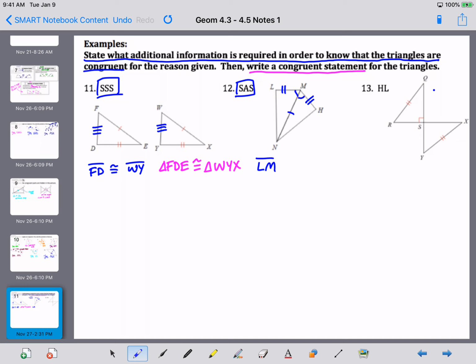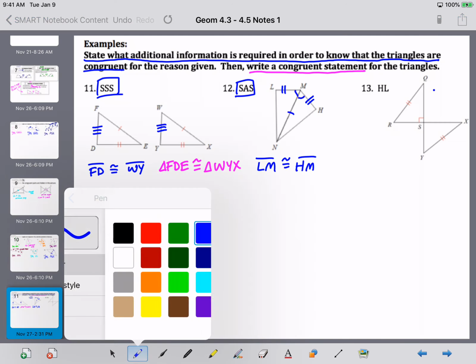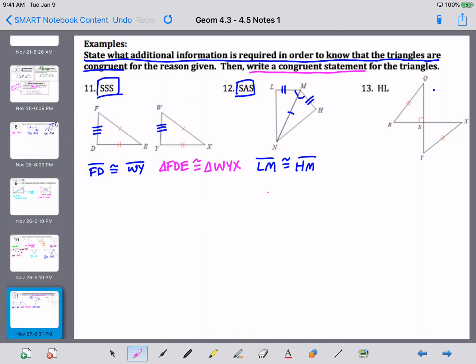I need to know LM is congruent to HM. And if I knew that, then I could write a congruent statement saying that triangle LMN is congruent to triangle HMN.